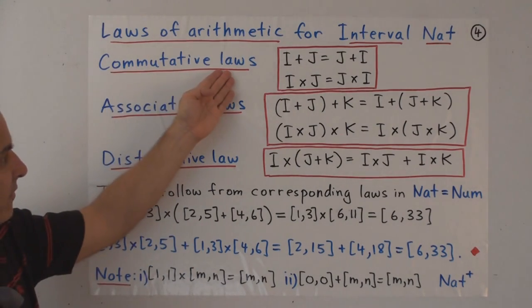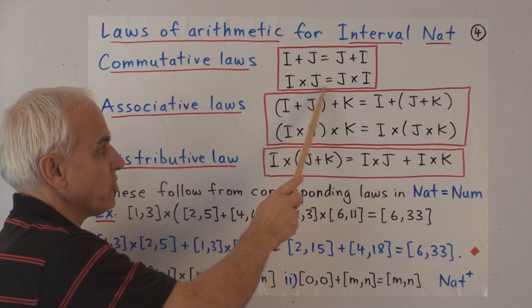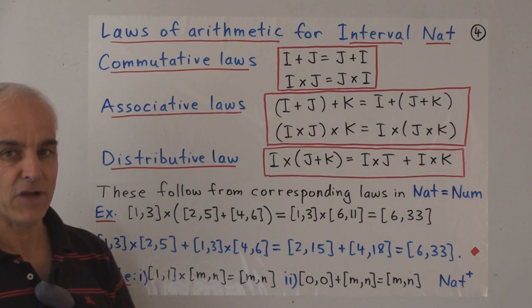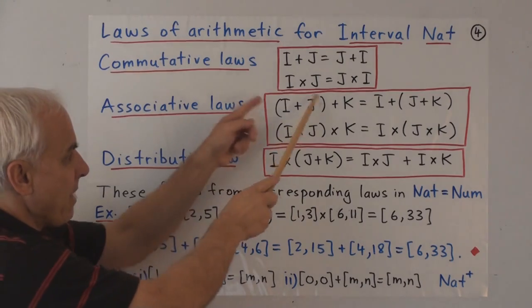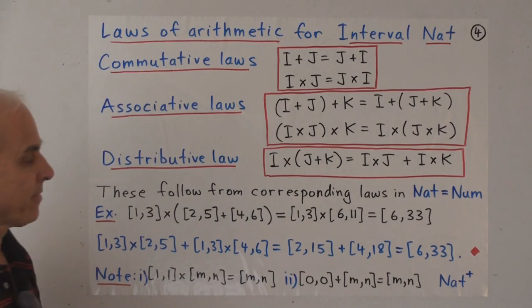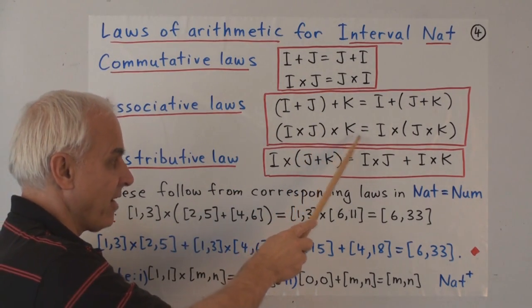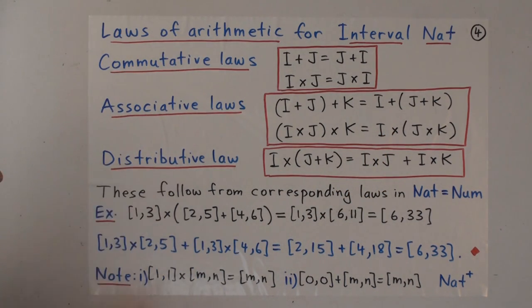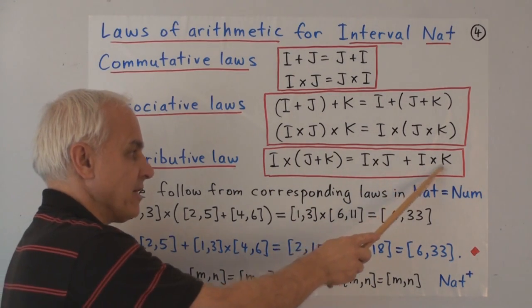There are the commutative laws, that I plus j equals j plus I, and that I times j equals j times I. I and j are two natural number intervals. There's associative laws, that I plus j plus k is the same as I plus j plus k. And similarly for multiplication, that I times j times k equals I times j times k. And a distributive law, that I times j plus k equals I times j plus I times k.